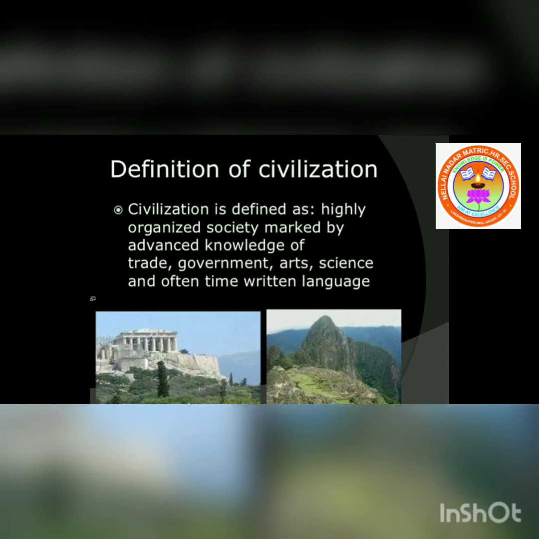Here, the definition of civilization. The term civilization is used to distinguish them from early forms of societies. However, they should not be considered superior to other forms of societies, since each culture or civilization had its own unique features. So, a highly organized society marked by advanced knowledge of trade, government, arts, science, and often written language.